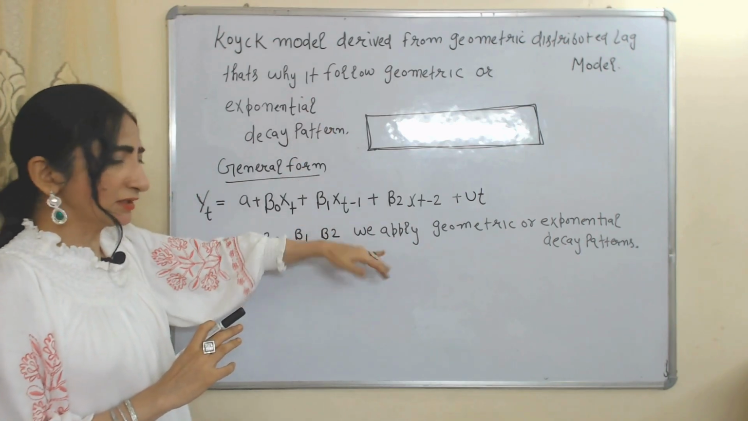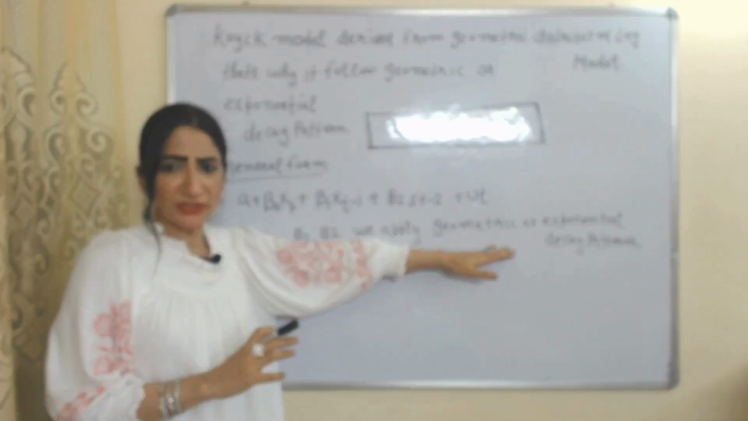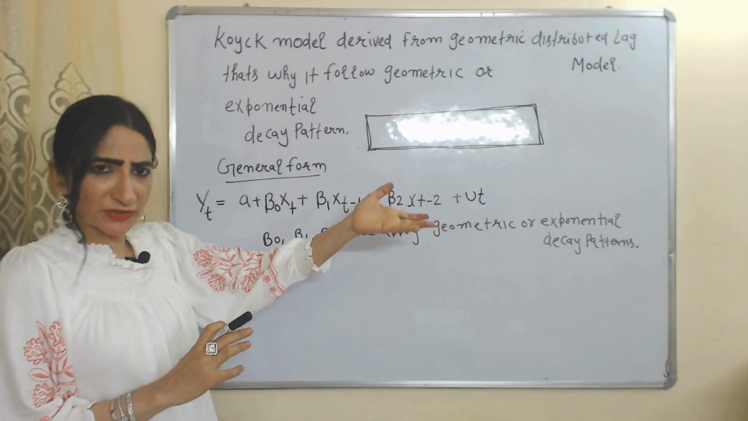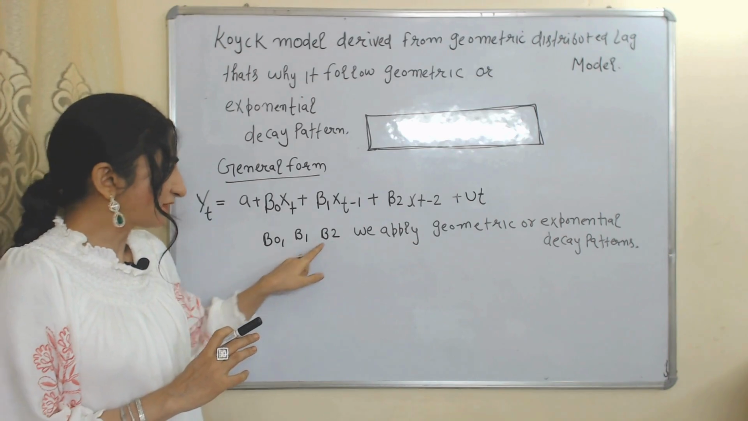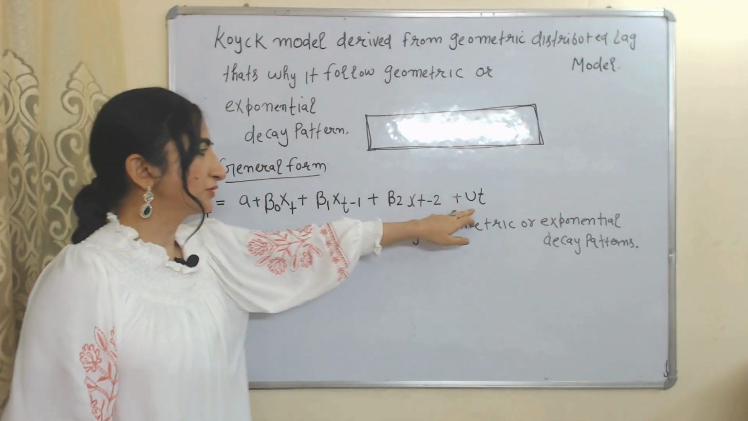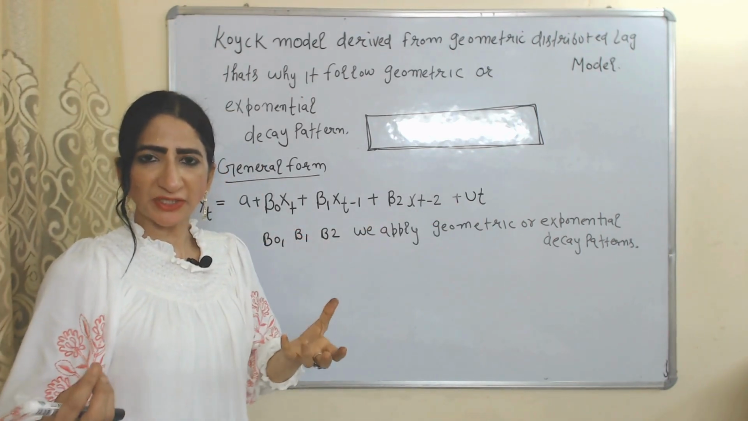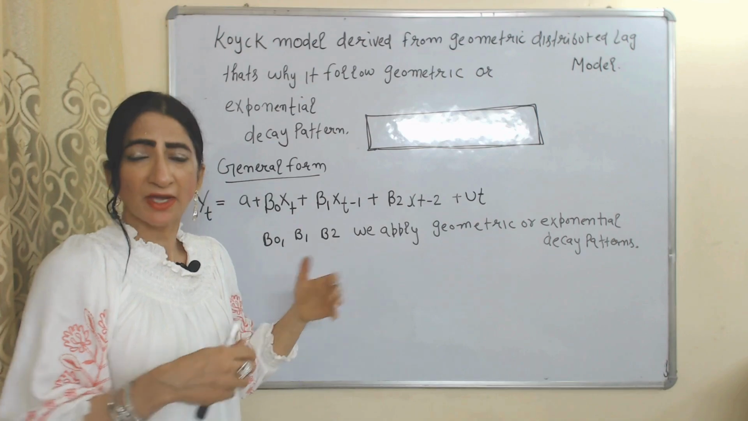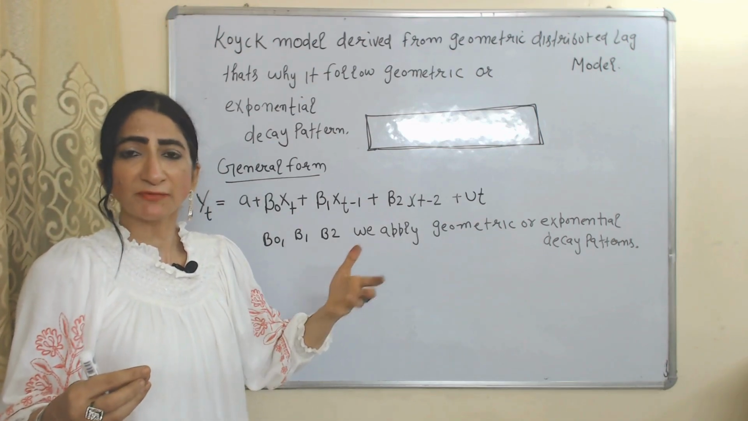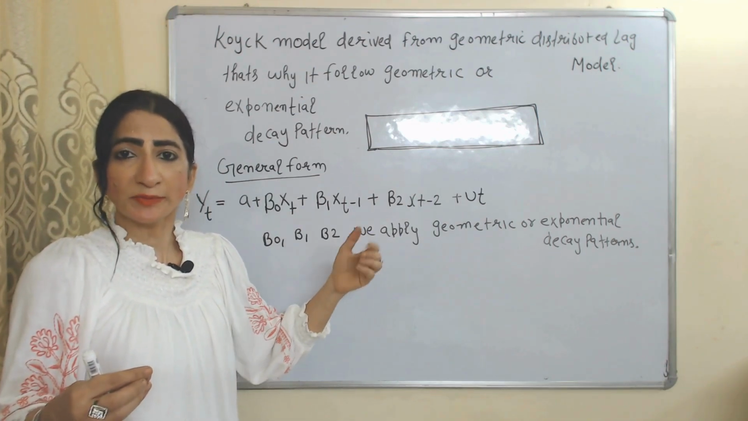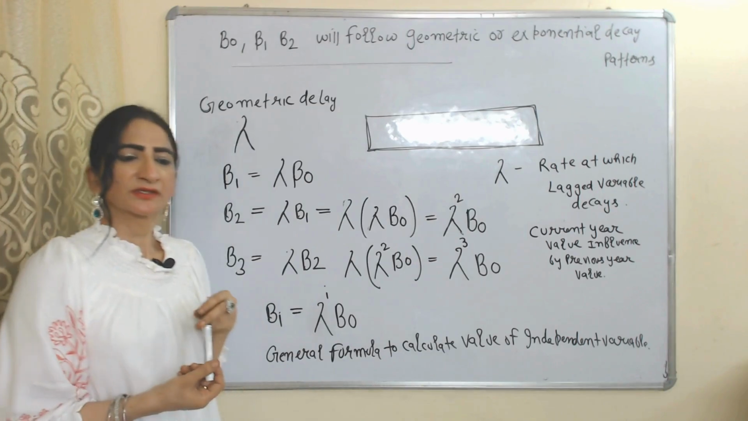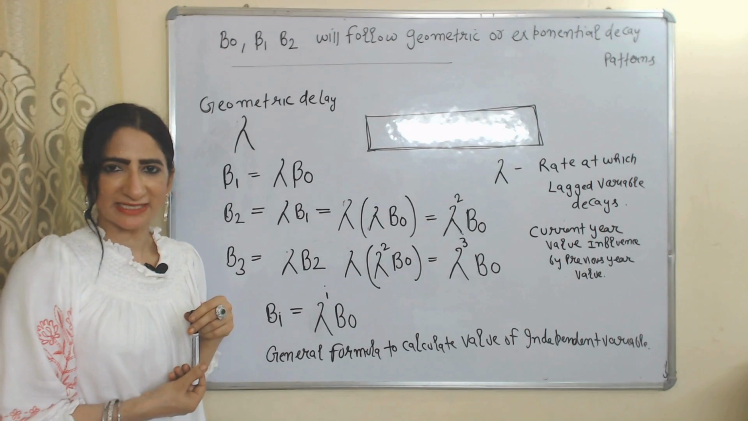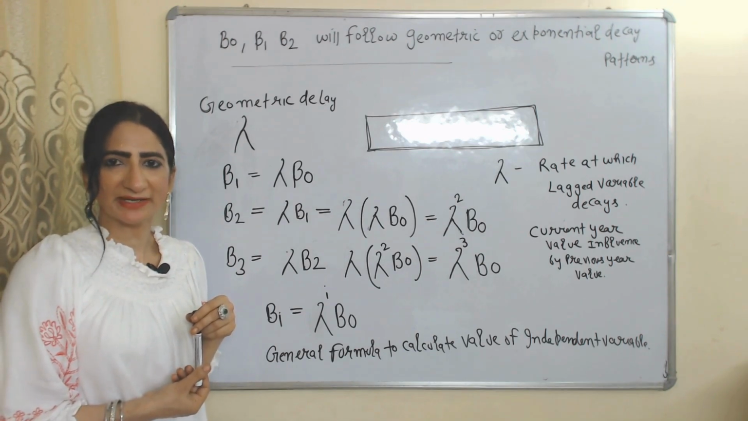And Koyck model is assumed to follow geometric and exponential decay pattern. That's why we apply geometric or exponential decay pattern on beta 0, beta 1 and beta 2. Ut is our error term which captures the influence of all other independent variables which are not included in this model, or we can say that error term captures influence of all other unobserved independent variables. So beta 0, beta 1, beta 2 will follow geometric, or exponential, decay pattern.